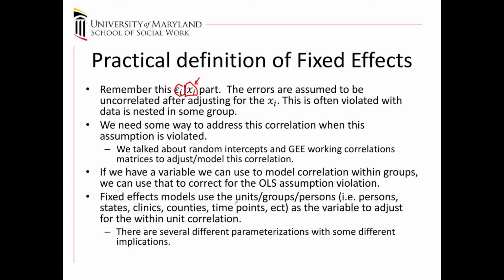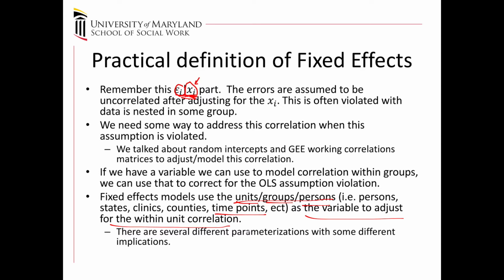Well, it just so happens that we have a variable called groups, right? Or ID, which are either persons or cities or some geographic unit other than cities, or clinics or counties, or whatever it is that we want to do. Time, persons nested in time, or items nested in times, right? So there's some group variable that we can create that allows us to adjust for the within cluster correlation. So we can solve this problem that we have here by just finding a new x that does that.